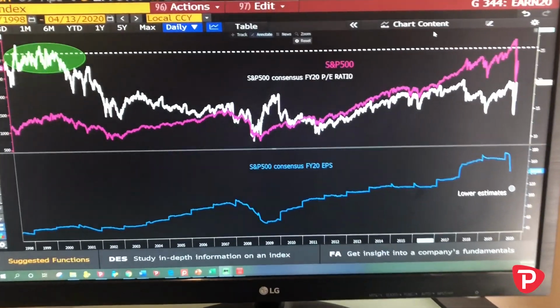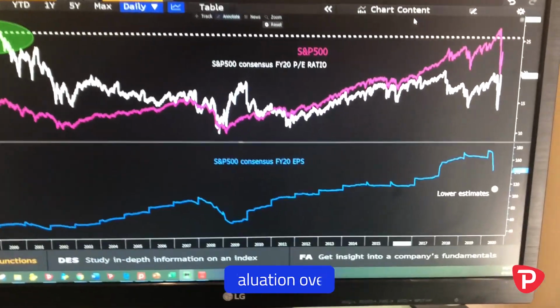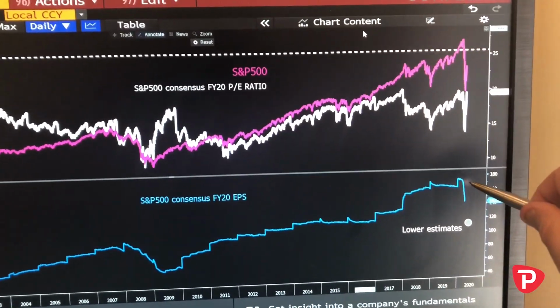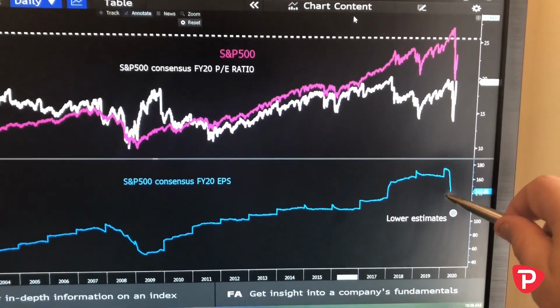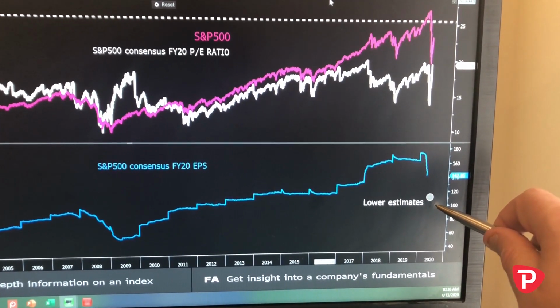That leads to the next point, which is valuation over liquidity, or valuation at least making more of a difference. As you can see here, earnings estimates have come down, but some of the concerns are that we get estimates down towards 110 by the end of the earnings season with the outlooks coming through.